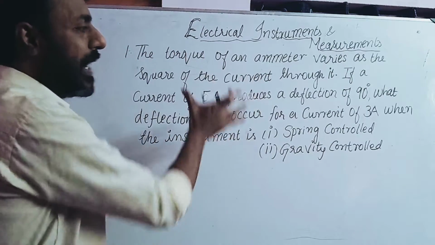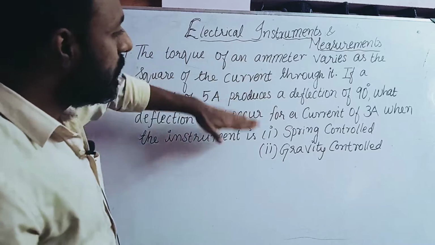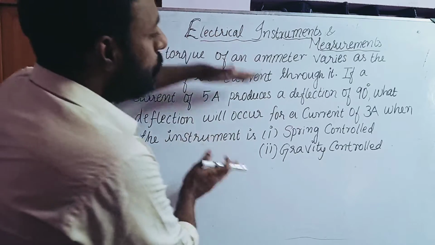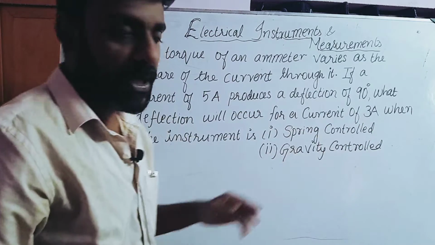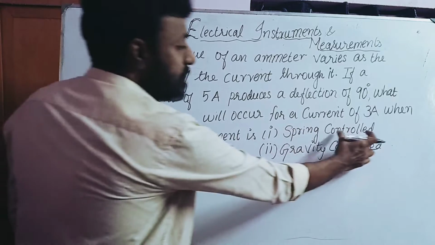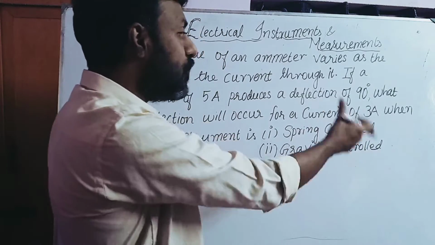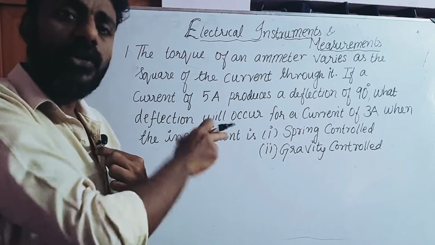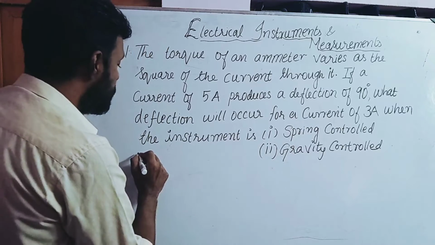From this we need to extract the data. They are asking us to find the deflection for the spring controlled instrument and for the gravity controlled instrument. First we take the case of the spring controlled instrument, and we need to find the deflection when a current of 3 ampere passes through the ammeter.